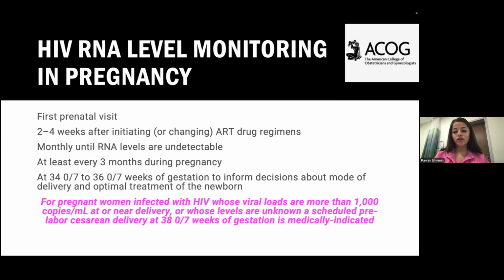For patients who have HIV viral loads greater than 1,000, we recommend a scheduled C-section at 38 weeks. And ACOG has strict guidelines on medically indicated timing of delivery, usually 39 weeks and above, unless it's medically indicated, and HIV would be a medically indicated delivery at 38 weeks, just to try to decrease the risk of labor or premature rupture of membranes, and that way they can avoid that exposure.